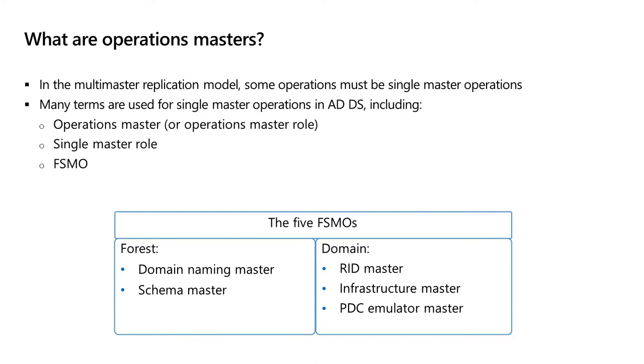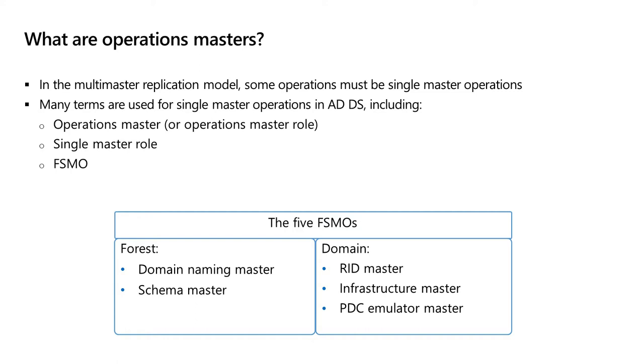Now we have five operational master roles, or FSMO roles. Of these, two are at the forest level and three are at the individual domain level. If you have multiple domains, obviously the domain-level roles would exist in each domain and the forest-level roles would exist at the forest level.